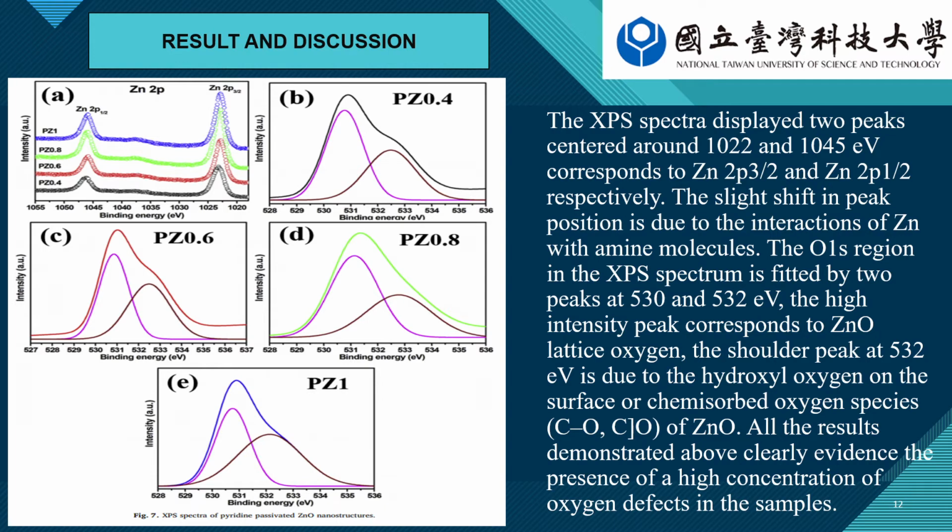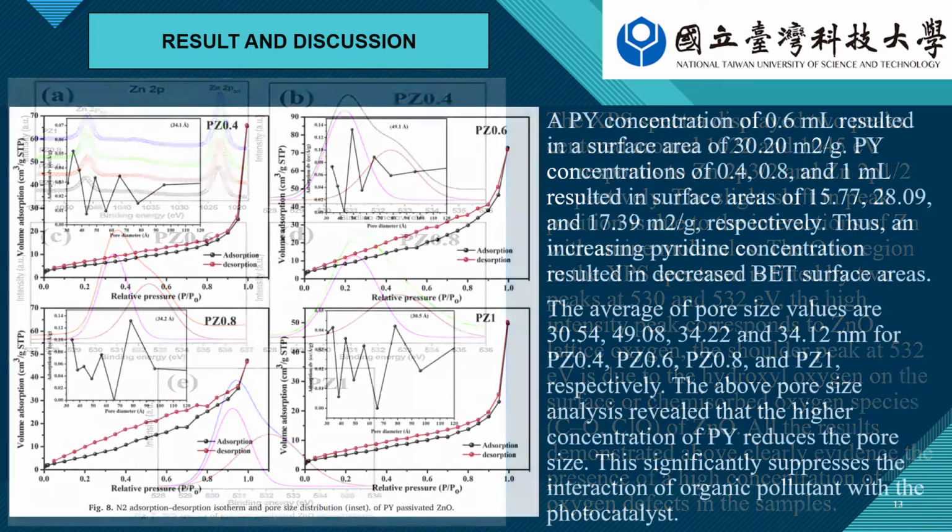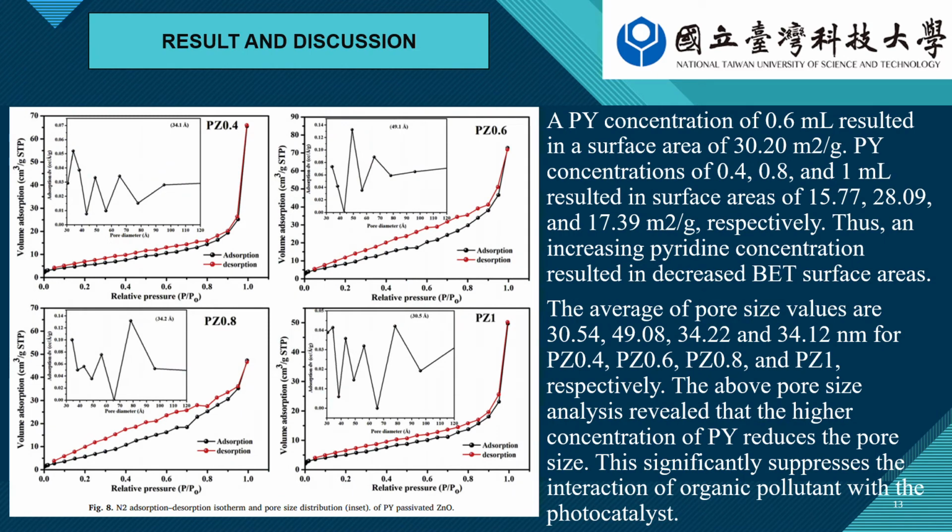In figure 7, the slight shift in the peak position is due to the interaction of zinc with the amine molecules, and all the results demonstrated above clearly evidence the presence of a high concentration of oxygen defects in the samples. In figure 8, N2 adsorption-desorption isotherms are shown, and the pore size distribution was estimated using the Barrett-Joyner-Halenda (BJH) analysis.